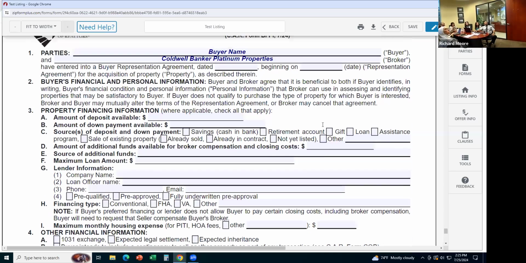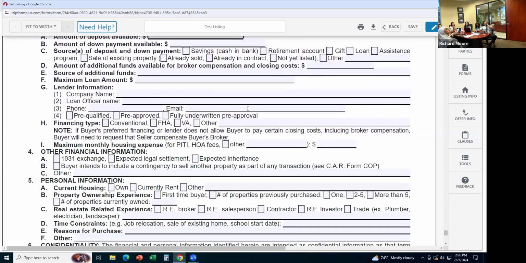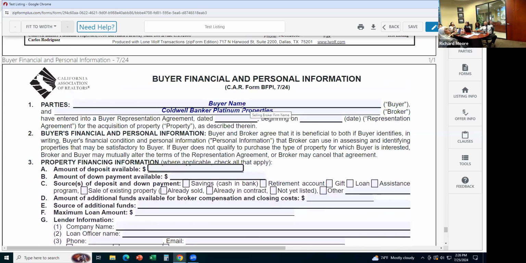So right here, buyer financial and personal information. So this shows the buyer's name. This is something that I guess you would have to fill out and then they sign it, because it doesn't allow for the buyer to fill this out. When you see the blue highlight like this, the light blue, that means the agent has to fill this out.